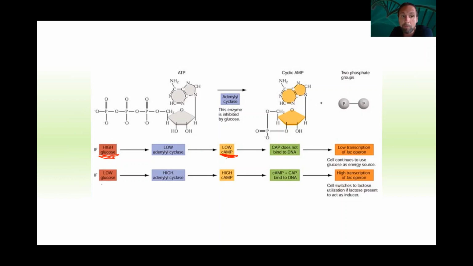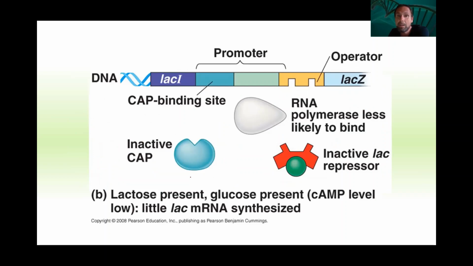If, however, you have low levels of glucose in the environment, then you're going to have high levels of cyclic AMP present because it's not being turned into ATP, and that is going to wind up telling the cell that you have low levels of sugar and therefore low levels of glucose and therefore need to metabolize lactose. So that's going to be our final switch we add to the lac operon.